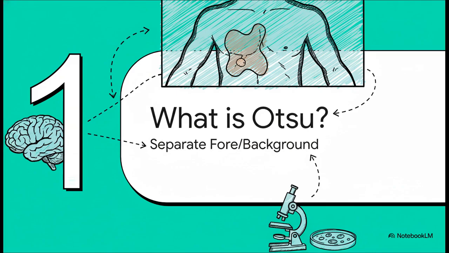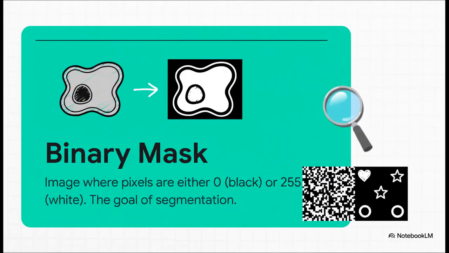At its core, this is all about one thing: automatically splitting an image into two groups. You've got the stuff you care about, which we call the foreground, and then, well, you have everything else, the background. Now, the end goal here is to create what's called a binary mask. Just think of it like a stencil. It's a super simple image where every single pixel is either pure black or pure white. That's it, no gray areas. The white parts are the objects we found, and the black parts are what we're ignoring. This simple mask is pretty much the starting point for almost any kind of image analysis.